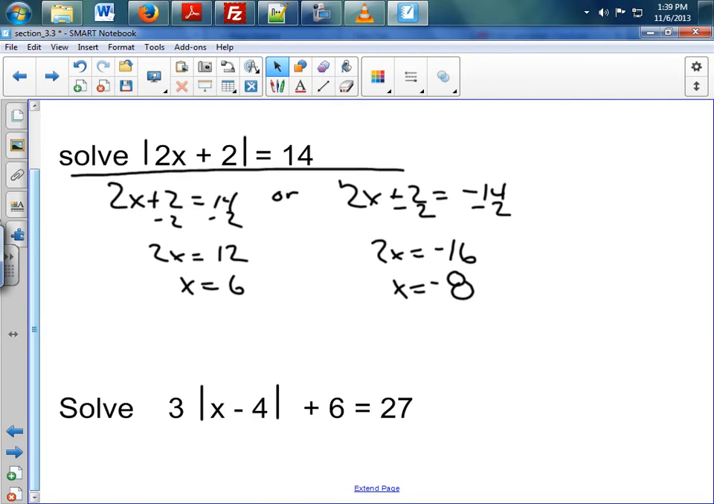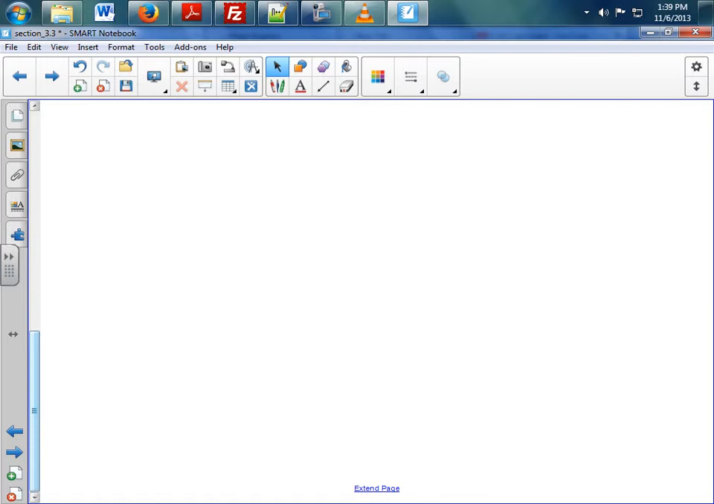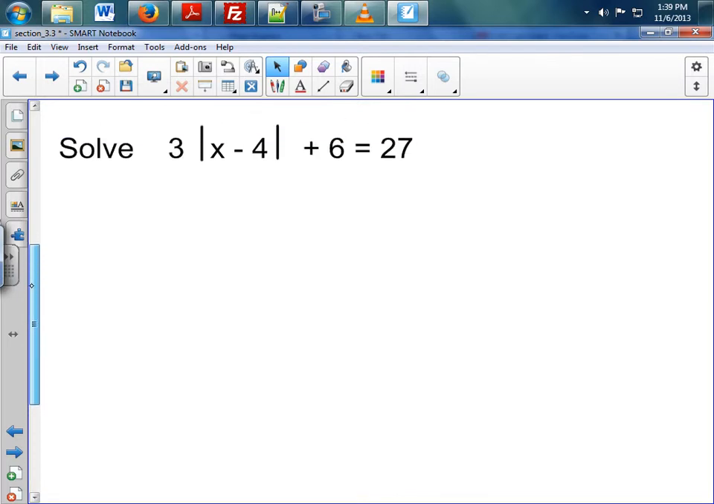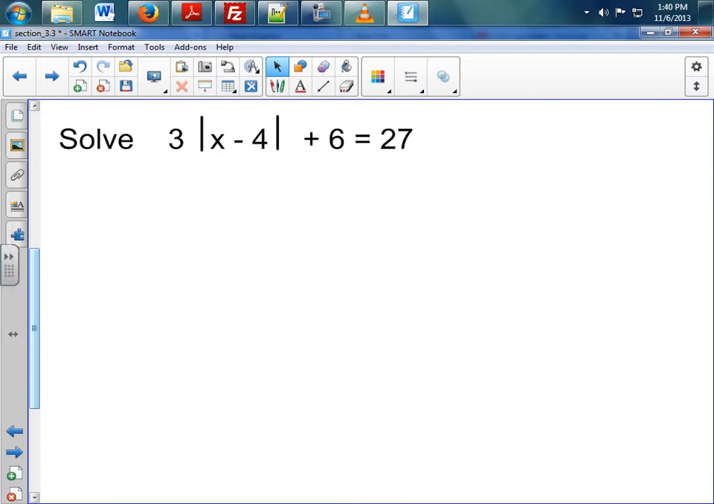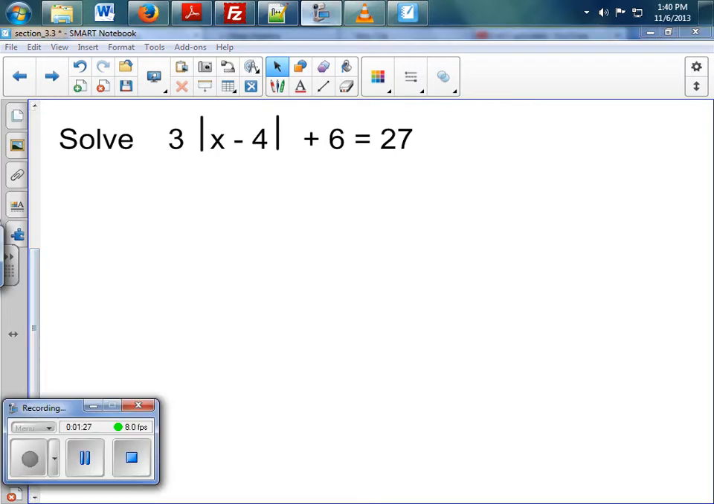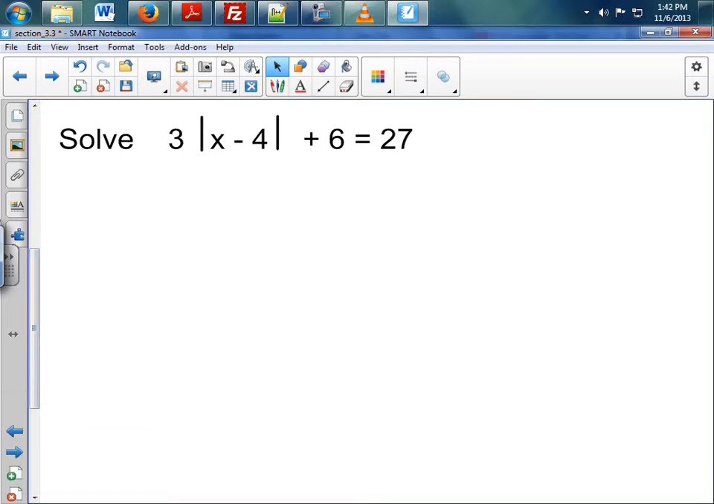I'll raise it up so you can see it. Whoa! I want you to solve that one. The absolute value bars are not by themselves. You have to do some stuff first to it. That's my hint. All right, here we go.